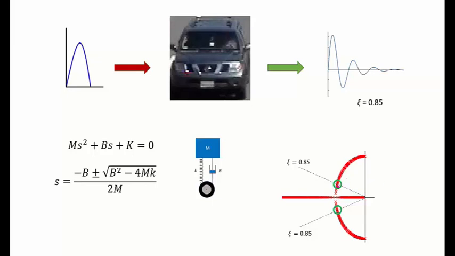So these are the points which we want our system to be taking the values of zeta as well as omega n. So if you draw a circle that passes through these 2 points, then that will give you the value of omega n as well. So knowing the value of omega n and zeta, you can easily conclude the value of the dashpot B.